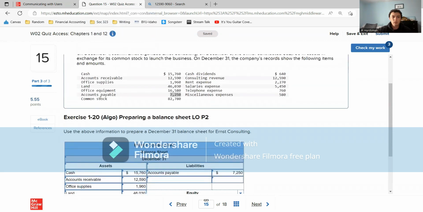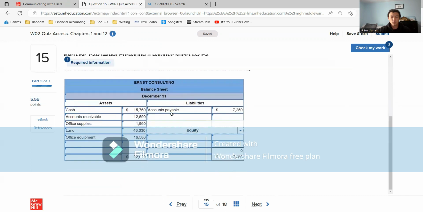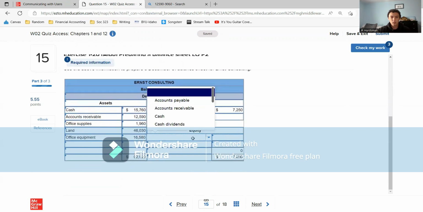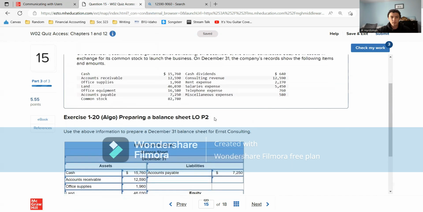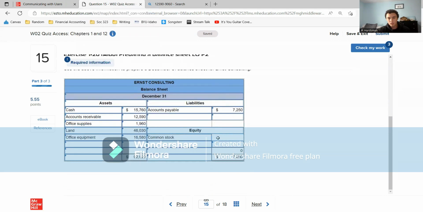And so the only thing that the owner would be really in charge of, the way that I think of it, is just common stock. So just gonna go, common stock. There we go. 82,780. All right, now let's check our work.